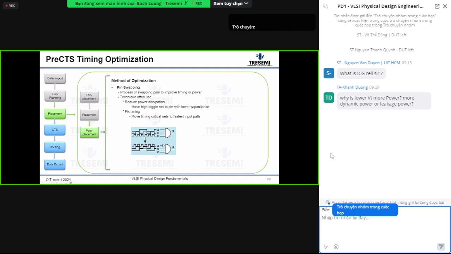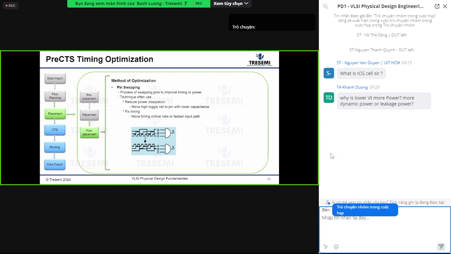Bach, we have a question that's just come in. Why does lower VT mean more power, more dynamic power, or leakage power? In a low VT cell the threshold is lower, so it switches a lot faster. For the same logic, the cell is going to switch a lot faster. Remember, power is a function of frequency, so the faster switching gets more dynamic power.